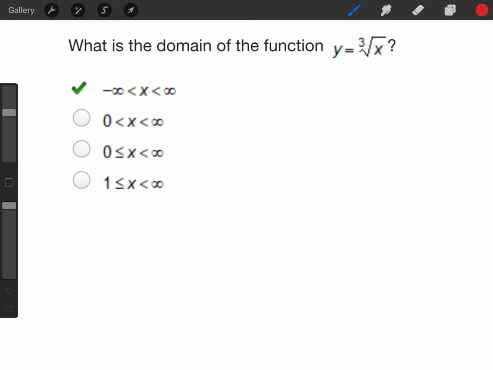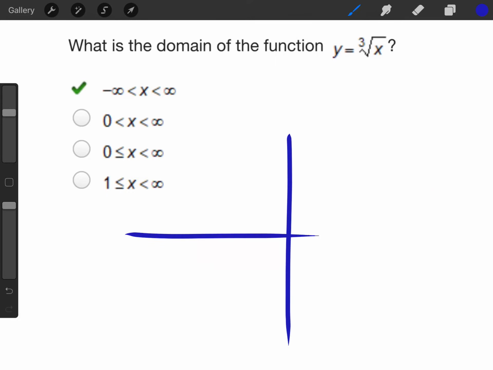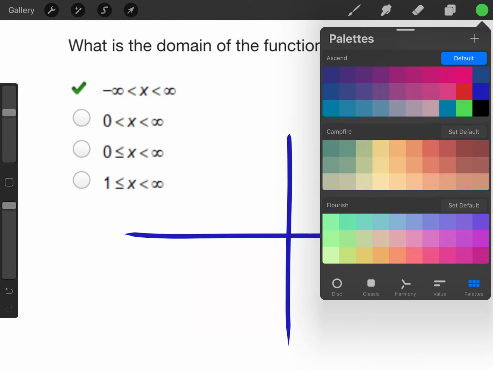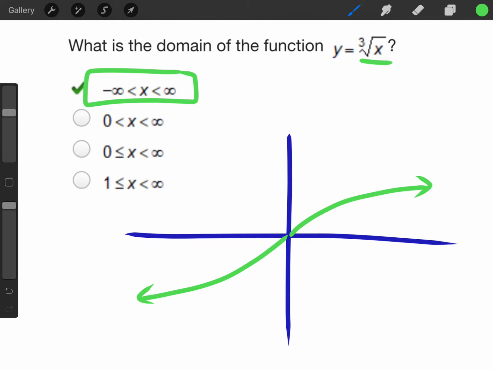All right, what's the domain of the function? So this one is actually pretty easy. I think I've done it earlier. So this is a cube root. So it's going to go both ways. Okay, so the domain is all real numbers. This is the one for all real numbers.